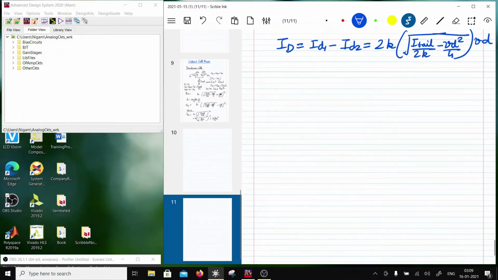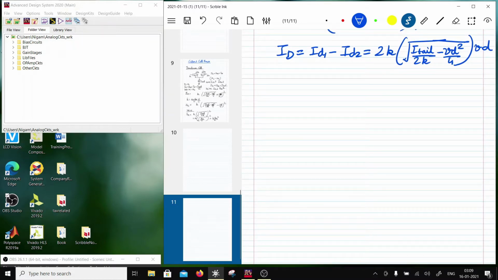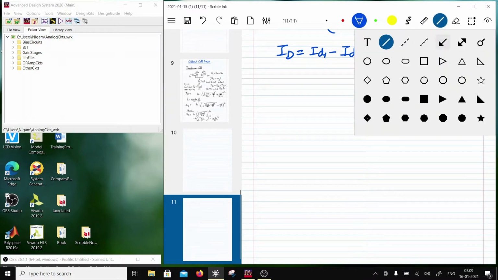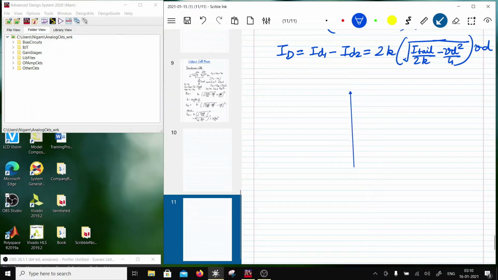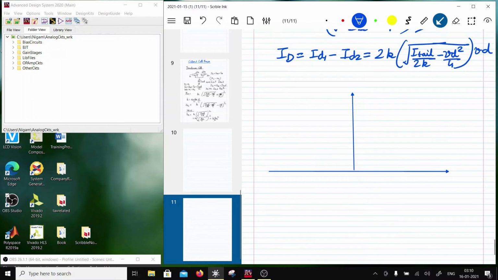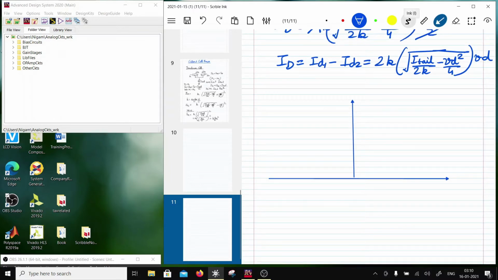Now if I was to plot these currents, let's see what will happen. This represents Vd equal to 0. So at this point, both the currents are going to be Id, which is I tail by 2.